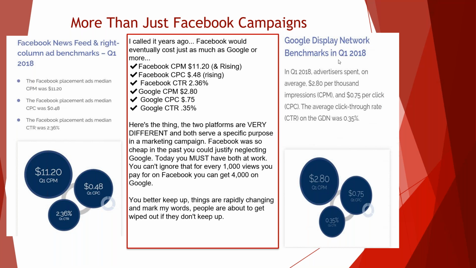But then when you look at the Google Display Network, $2.80 per thousand. Now that's huge, guys. That's what I'm saying. For every 1,000 impressions you're paying for on Facebook, you're going to get 4,000 on Google. That's a lot of visibility. That's a lot of brand awareness. That's a lot of traffic that you're able to generate. Now the cost per click is a little bit higher, and the click-through rate on average is a little bit lower, but we're outpacing this click-through rate. We're somewhere about 1.9 on the Google platform.